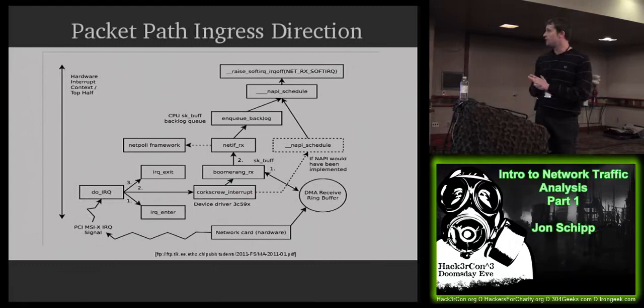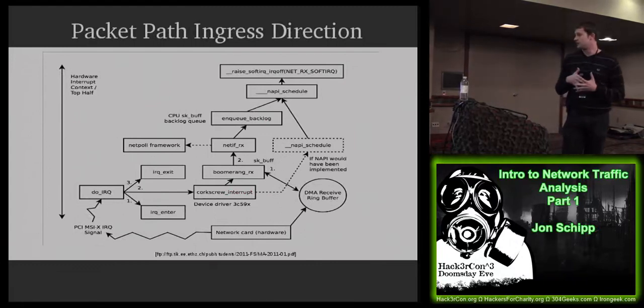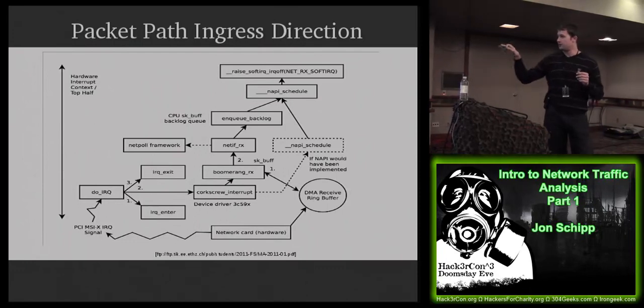Here is a diagram of the packet path, the ingress direction of packets coming into the NIC. We see at the bottom, the very bottom says network card hardware. To the left, we see an interrupt is generated. Then on modern systems, it uses direct memory access to the ring buffer into the operating system. And then over to the right, in the dotted line, you'll see the NAPI.